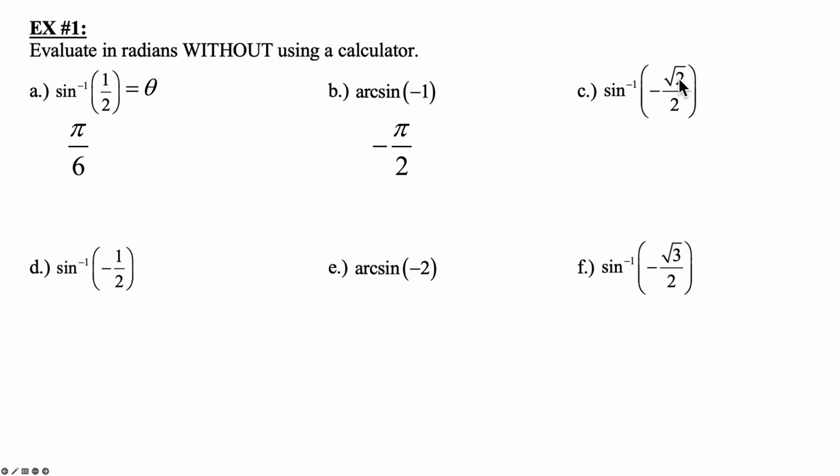Inverse sine of negative square root of 2 over 2, immediately think of a 45-degree angle. That's pi over 4. But again, because it's a negative argument, we're going into quadrant 4 as negative pi over 4. Inverse sine of -1/2. Okay, that's pi over 6, just going in a negative direction. Arc sine or inverse sine of -2. Wait a minute. We went from -1 to 1. This is not within our range, so therefore this does not exist. Negative square root of 3 over 2, that's going to be my 60-degree angle. That's pi over 3 in radians, but since it's a negative, we're going into quadrant 4 as a negative pi over 3.